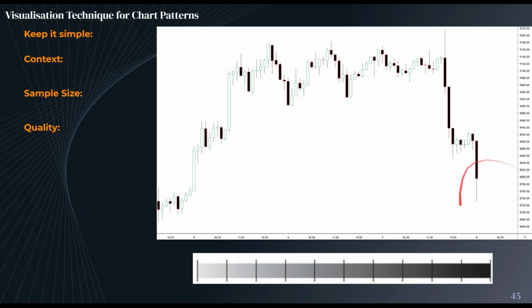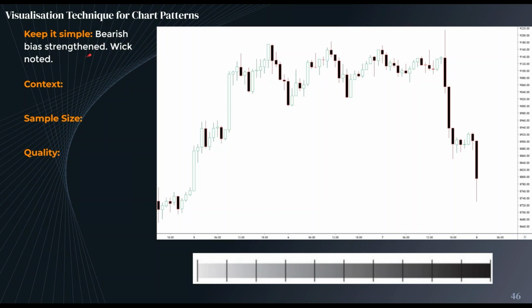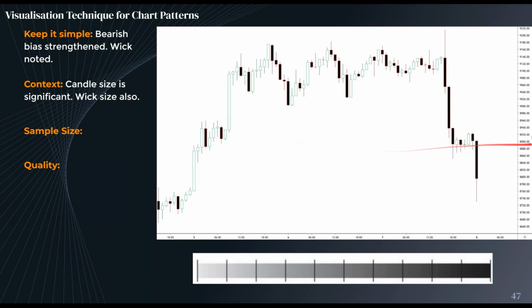Next, we have another very bearish candle. This one, large body, definitely larger than the wick. Keeping it simple, bearish bias strengthened, wick noted. Context. Again, the candle size is significant, bigger than every candle here.